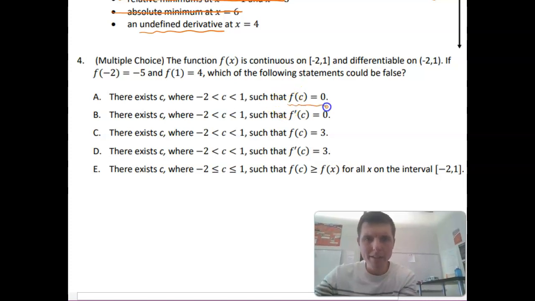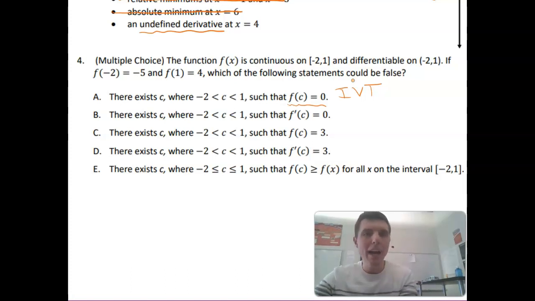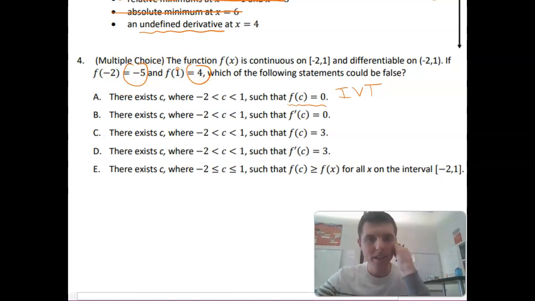If f of c equals 0, this looks like an IVT statement to me. So remember, IVT, we're thinking about outputs. MVT, we're thinking about slopes. So f of c equals 0, that's an output. Could there be an output of 0 between negative 5 and 4? Yeah, absolutely, 0 fits in there, sure.